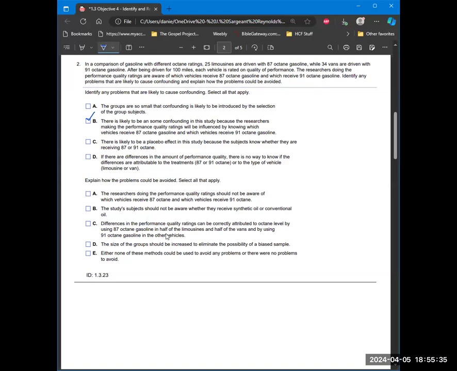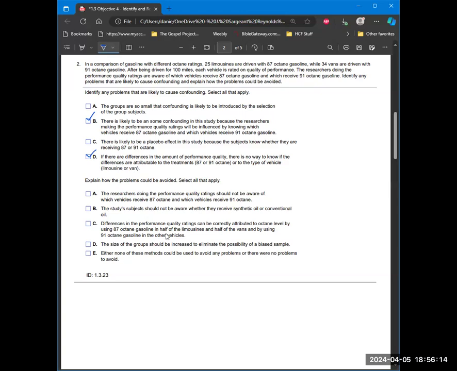There's likely to be a placebo effect in the study because the subjects know whether they are receiving 87 or 91 octane. No, there's no placebo here. Everyone's in an experiment or treatment group. If there are differences in the amount of performance or quality, there is no way to know the differences are attributable to the treatments, the 87 or 91 octane gasoline, or the type of vehicle, limousine or van. That's true. So now let's explain how the problems could be avoided.